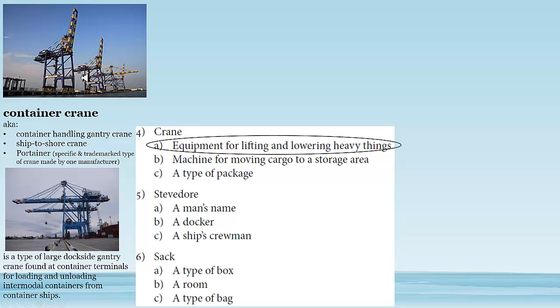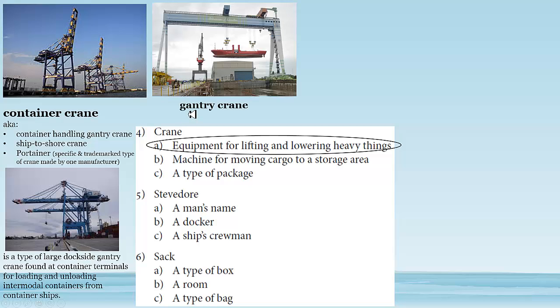So container crane is a large dockside gantry crane found at most container terminals for loading and unloading container ships. You also have a pure gantry crane that you see in dry docks, and it as well is on rollers.